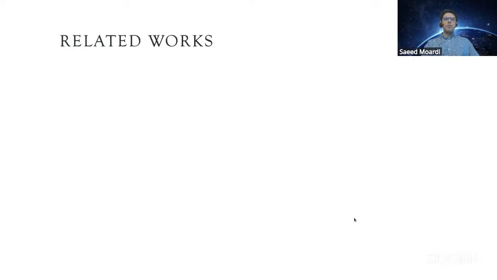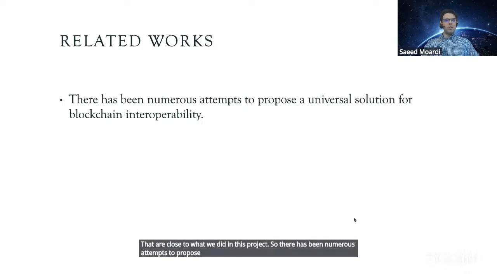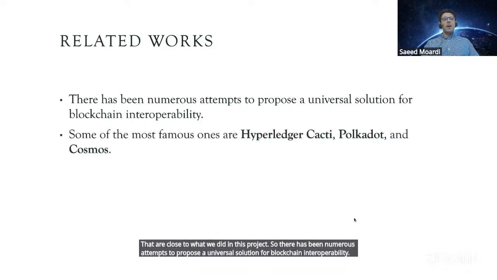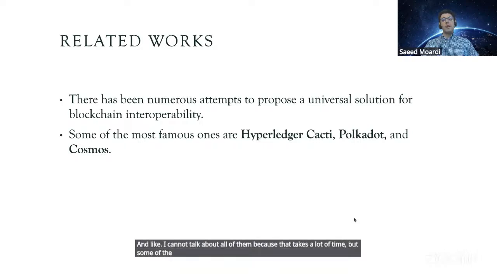So before we get into this, I just want to quickly talk about the related works that are close to what we did in this project. There have been numerous attempts to propose a universal solution for blockchain interoperability. I cannot talk about all of them because that takes a lot of time, but some of the most famous ones are Hyperledger Cacti, Polkadot, and Cosmos.